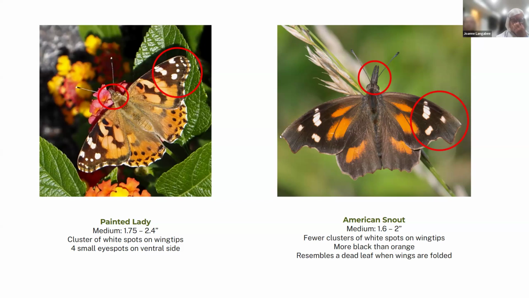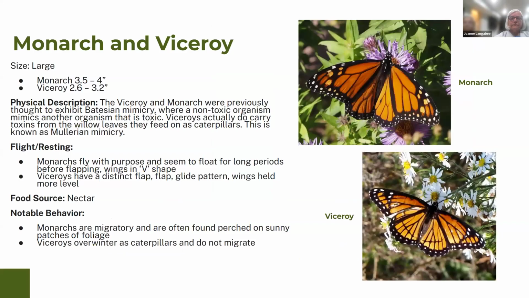The wings are a little bit more cut up than they are on the painted lady. The snoot is a stray, and that doesn't appear here every year, so it just varies if you'll see it. Okay, monarchs and viceroys.